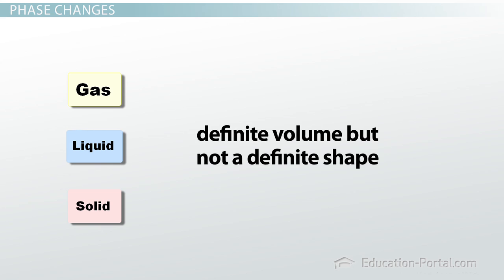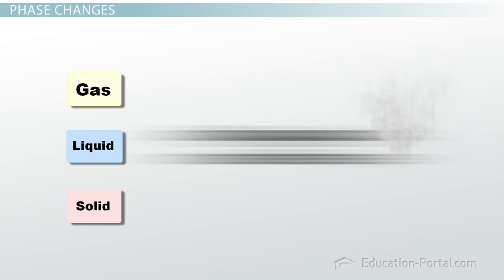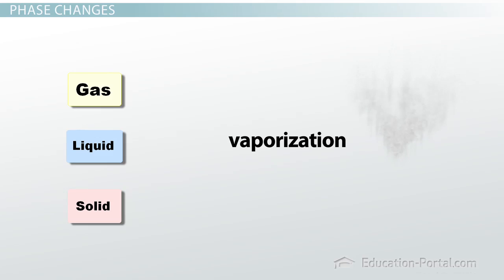Liquids have a definite volume, but not a definite shape, which means that they will take the shape of their container, but like solids, they're not compressible. Hydraulics and car brakes work because liquids are incompressible, but they are still able to flow. Now, if we were to heat this liquid enough, it would turn into a gas. This is called vaporization, and the reverse process is called condensation.